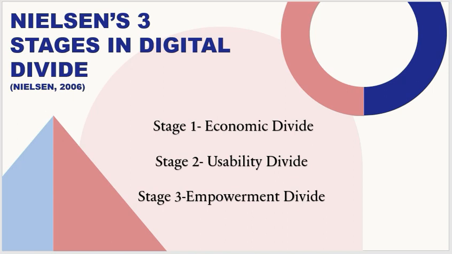And then stage 3 is the empowerment divide, which basically means that even if computers and the internet were extraordinarily easy to use, not everyone would actually make use of them if they were given them. So those are the 3 stages of the digital divide per Nelson's 3 stages.